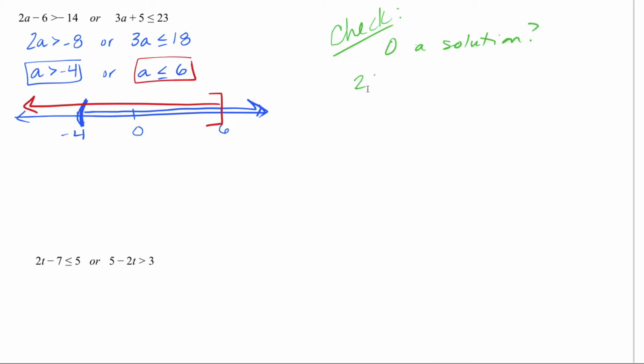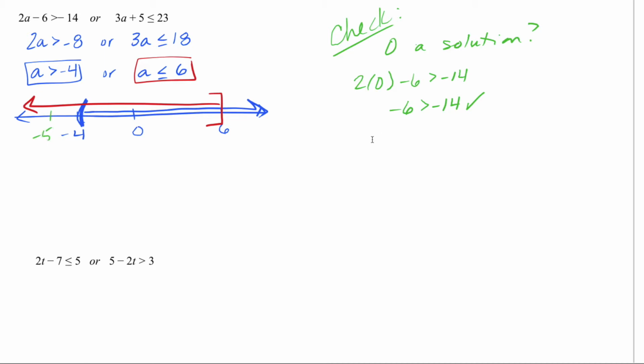So we say 2 times 0 minus 6 greater than negative 14. That'd be 0 minus 6, which is negative 6. Is that greater than negative 14? Yes. We don't need to check the other one because it's an or. So we already have one that's true. So I'm going to kind of cut to the chase. 0's got to be one of the solutions, or in the solution set. So now let's check something that's red but not blue.